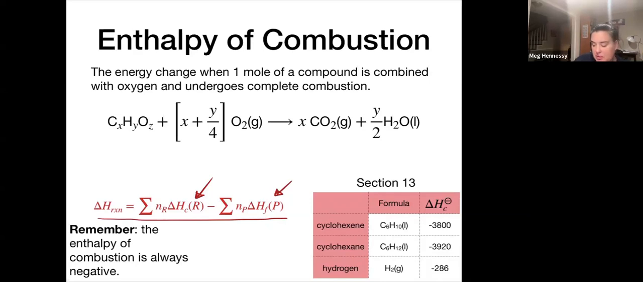Just as a fun fact, when you look at this table, all of the delta H's of combustion will be negative numbers. And this goofy balanced equation is the general form for balancing an equation for the things in section 13, but I think it's just a little extra.